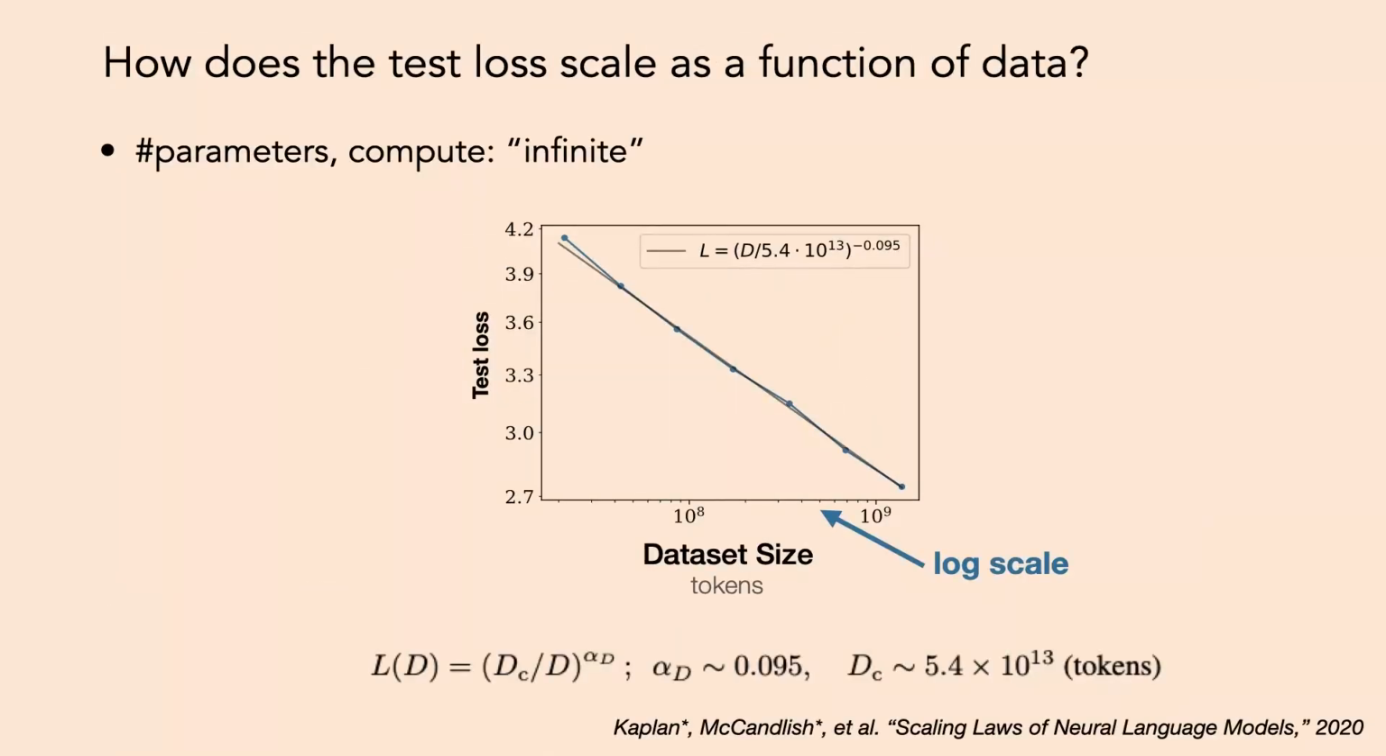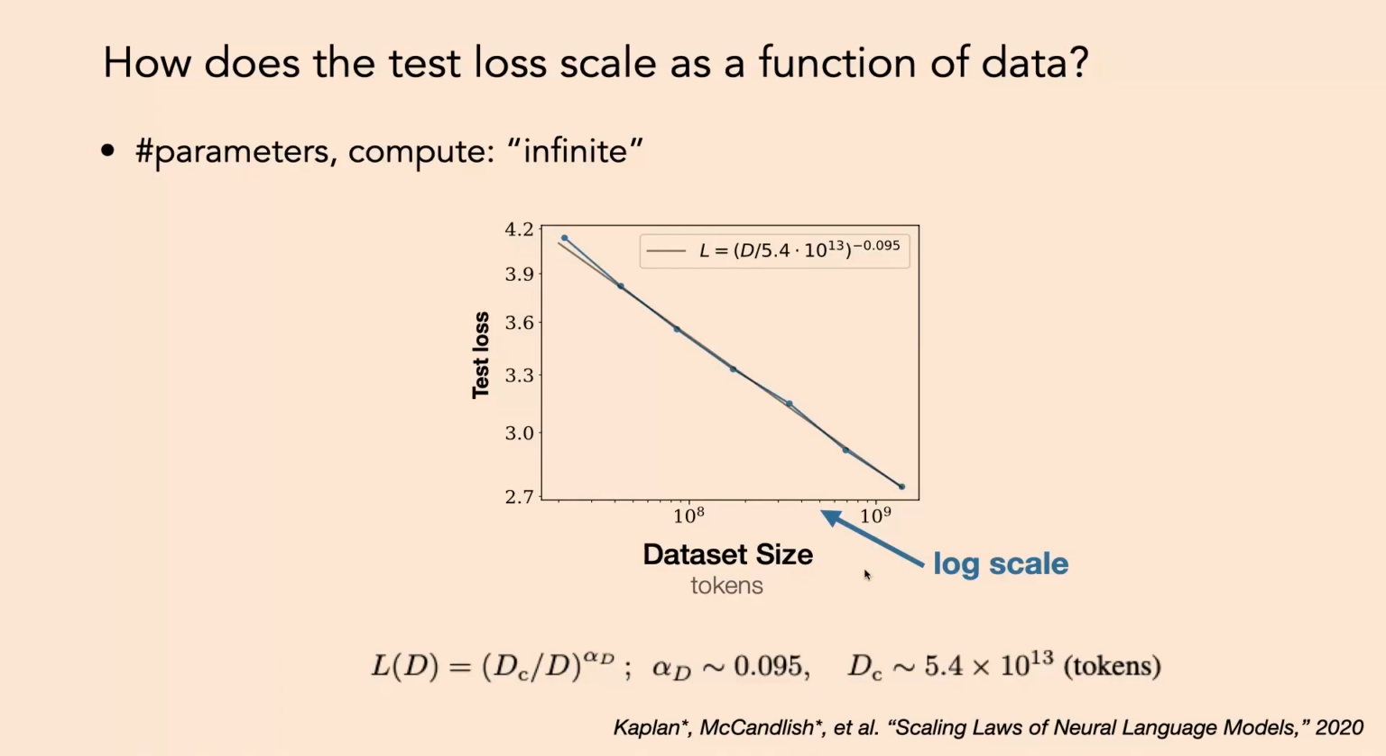Okay, so here's the empirical fit that they found. On the y-axis is going to be the test loss, and on the x-axis is going to be the number of tokens that they train on. So that's the data set size. Remember this is an autoregressive transformer, so we tokenize the words, and we're just predicting the next token. So this is how many tokens we predict.